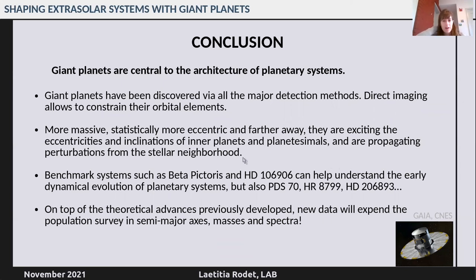My proximity with the direct imaging community led me to not only use the statistical insight from the surveys, but also to focus on the nice systems, benchmark systems that had lots of data and which are very nice to study because it leads us to invent new mechanisms, new scenarios to understand all the peculiarities that they show. The theoretical work is nice, but it's always nicer when you have more data.